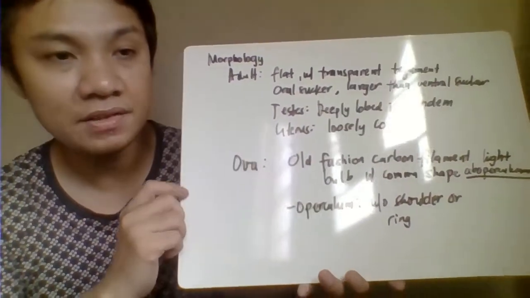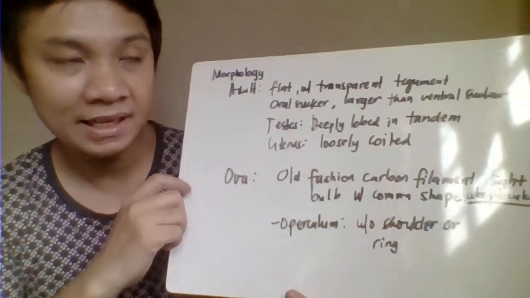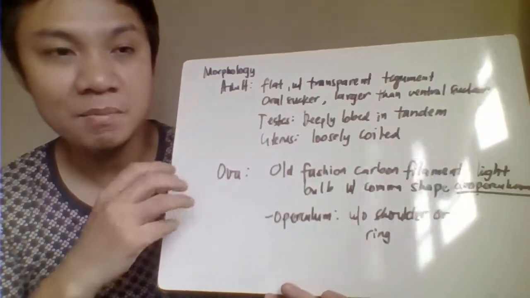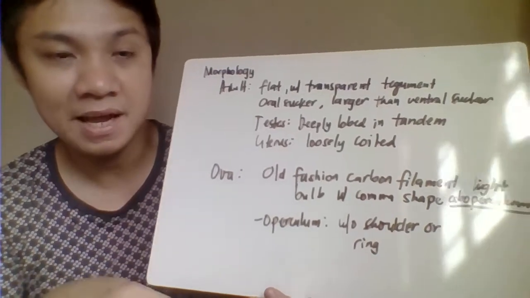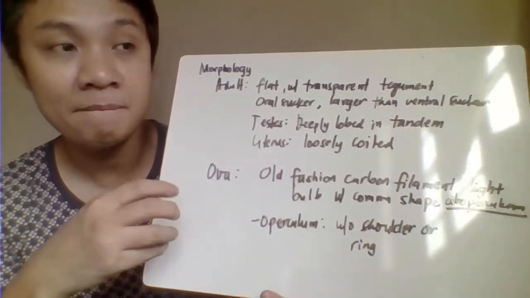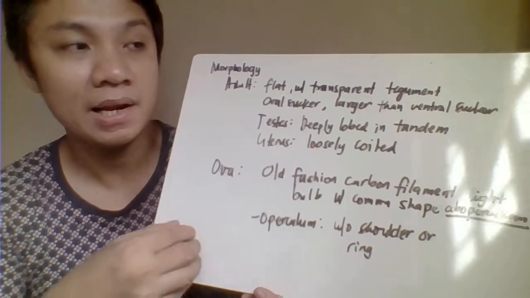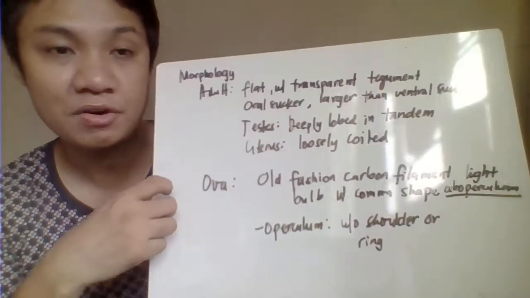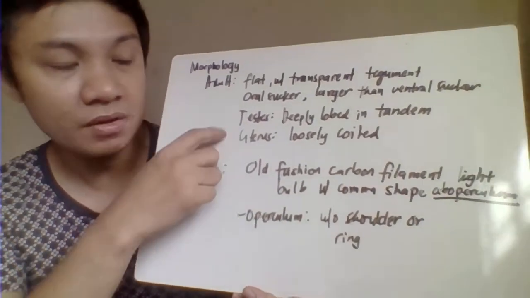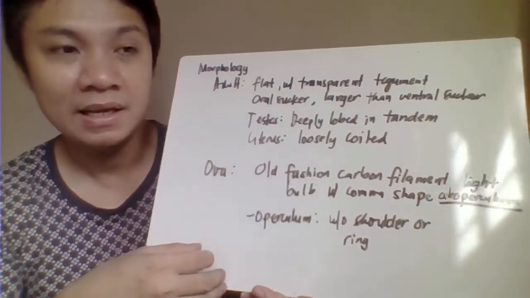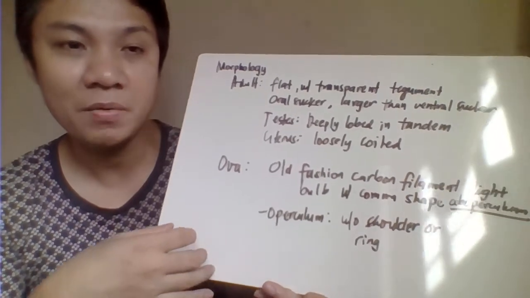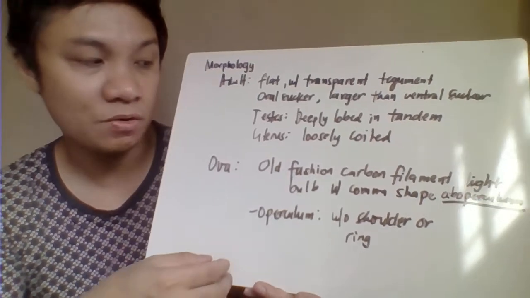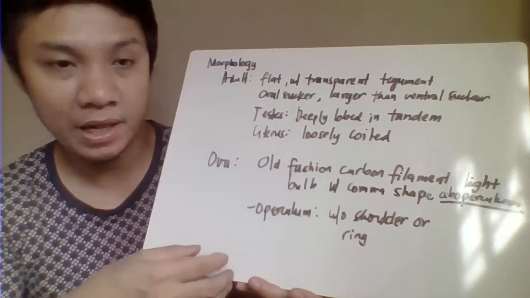Okay, for the morphology, the adult worm is also flat with transparent integuments. The oral sucker is much larger compared to the ventral sucker. Again, in Fasciola hepatica, the oral and ventral suckers are equal in size, but in Clonorchis sinensis, the oral sucker is much larger compared to its ventral sucker. For the testes, this one is deeply lobed in tandem formation, compared with Fasciola hepatica, which is highly dendritic in tandem formation. The uterus is also the same, still loosely coiled.